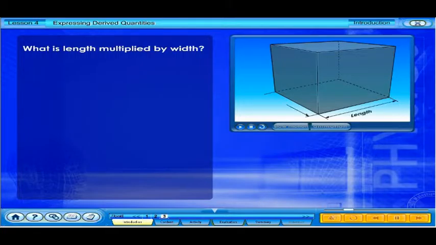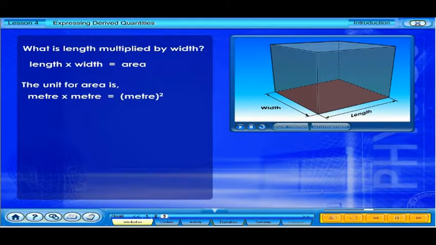What is length multiplied by width? It is area. The unit for area is meter squared.